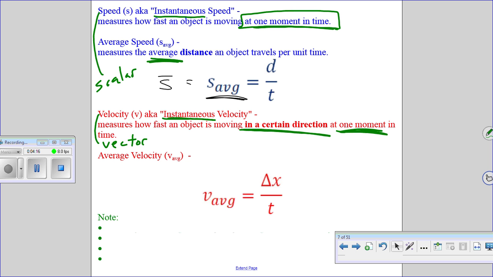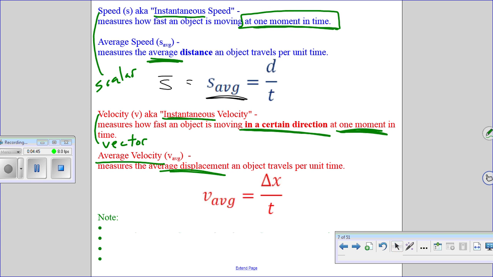All right? Now, again, the fact that the velocity can change, the fact that the object might speed up or slow down or whatever, makes things complicated. So we're actually going to begin by talking about average velocity, all right? And average velocity, you can probably maybe guess what it is. I'll just tell you. Instead of measuring the average distance that the object travels per unit time, it measures the average displacement that an object travels per unit time.